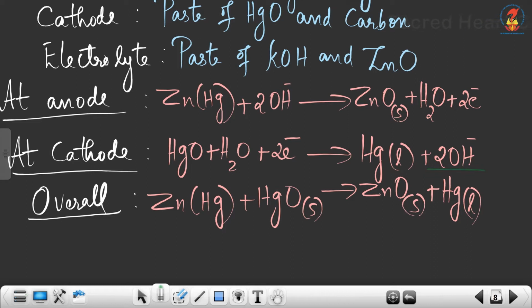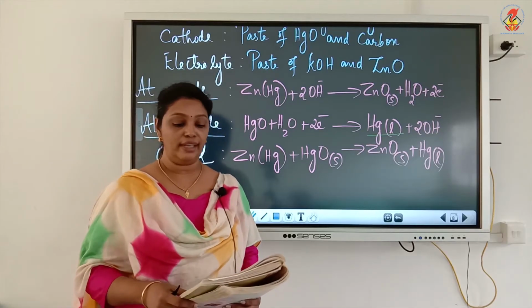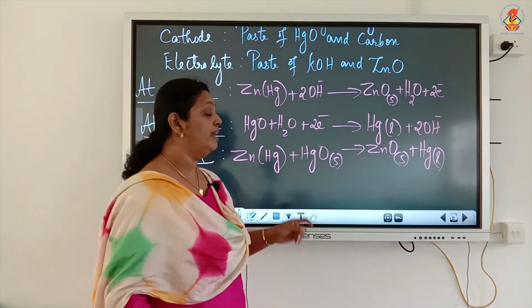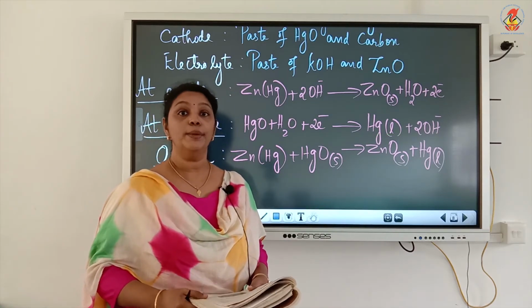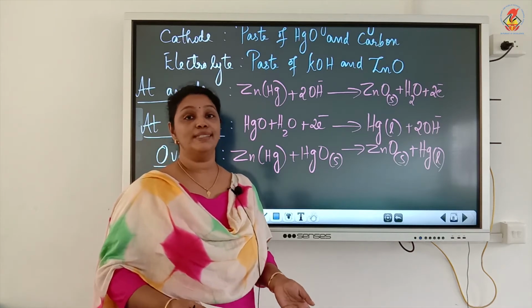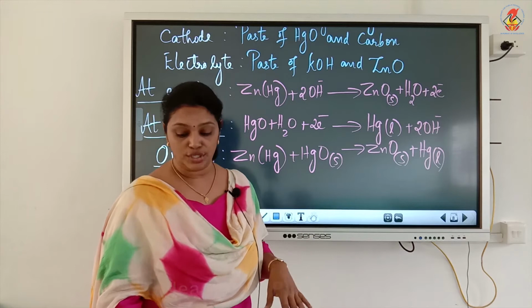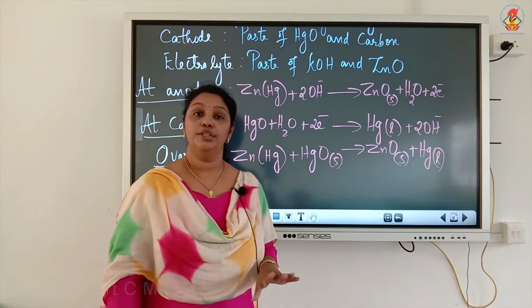At the cathode, mercuric oxide plus H2O plus 2 electrons gives liquid mercury plus 2OH-. And the overall reaction is zinc amalgam plus HgO. We know that the H2O and 2 electrons get cancelled, and the 2OH- on both sides also get cancelled. So the overall reaction is zinc amalgam plus HgO gives zinc oxide plus liquid mercury. The cell potential of the mercury cell is 1.35 volt and it remains constant during its life as the overall reaction does not involve any ions. This is one of the advantages of the mercury cell over the dry cell, since ion concentration cannot change during its lifetime.